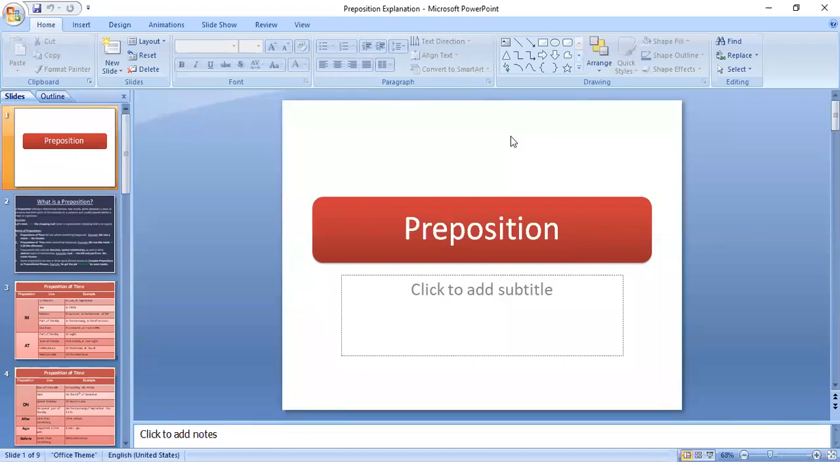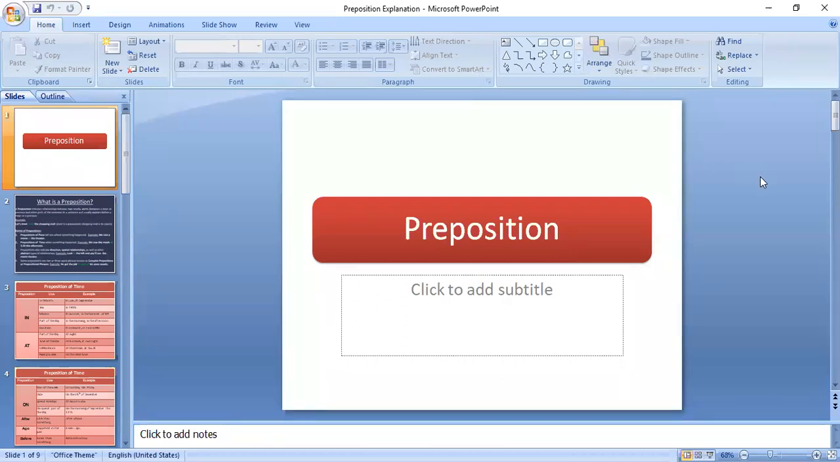Noun के बराबर जो भी word use किया जाता है to show its relation with some other word in the sentence. Okay, what is a preposition? Preposition is a word that is used with the noun or noun equivalent to show its relation with some other word in the sentence. मतलब एक word का noun के साथ relation show करने के लिए preposition जो है वो use की जाती है. Clear?